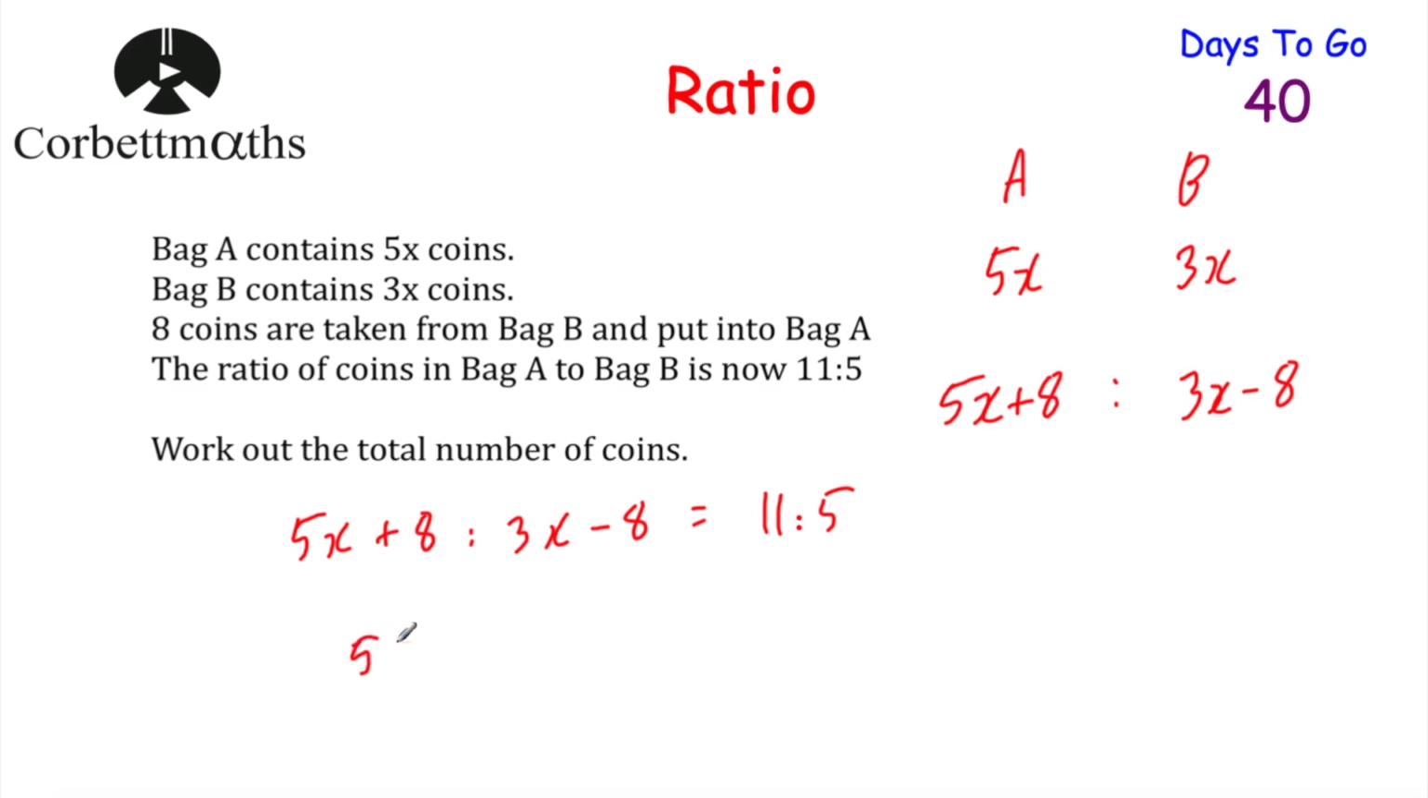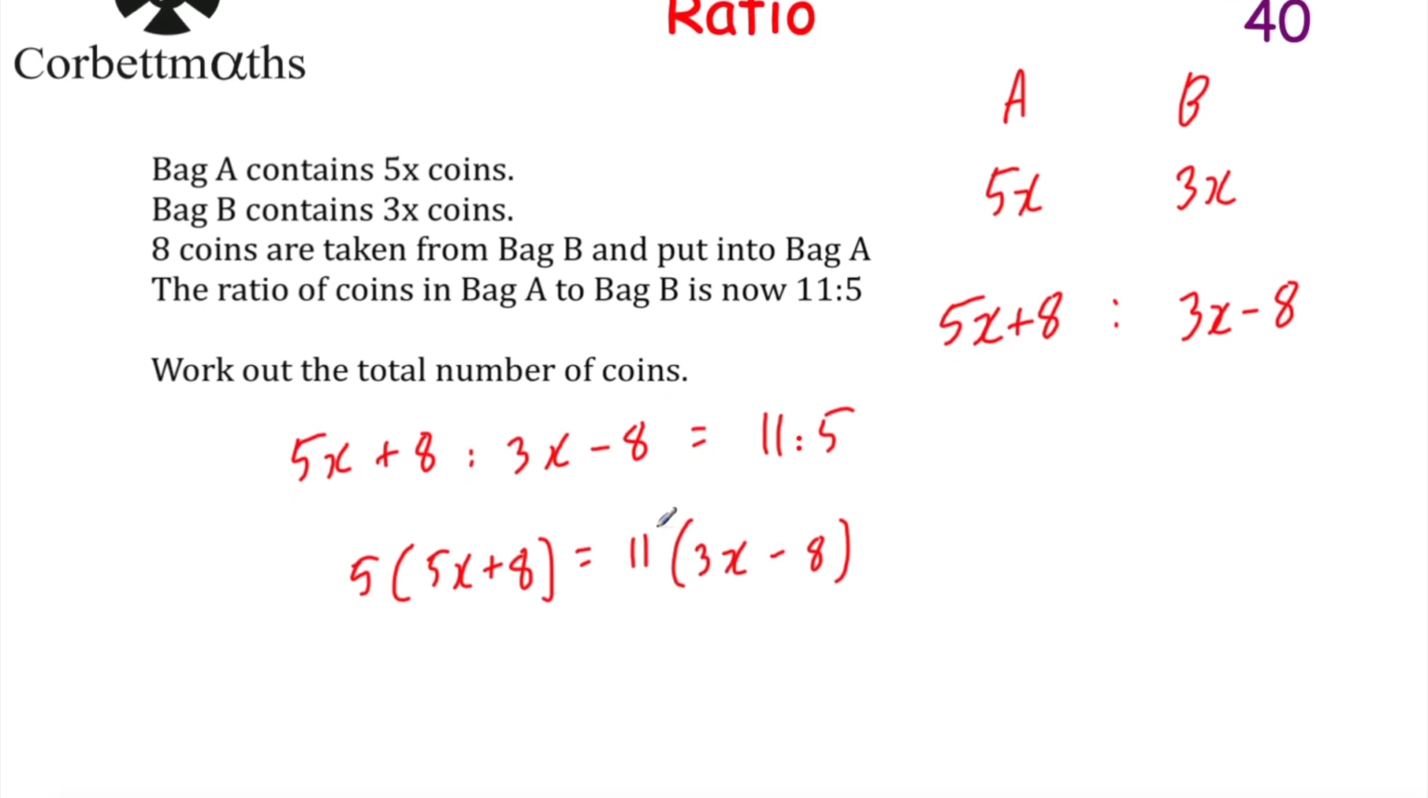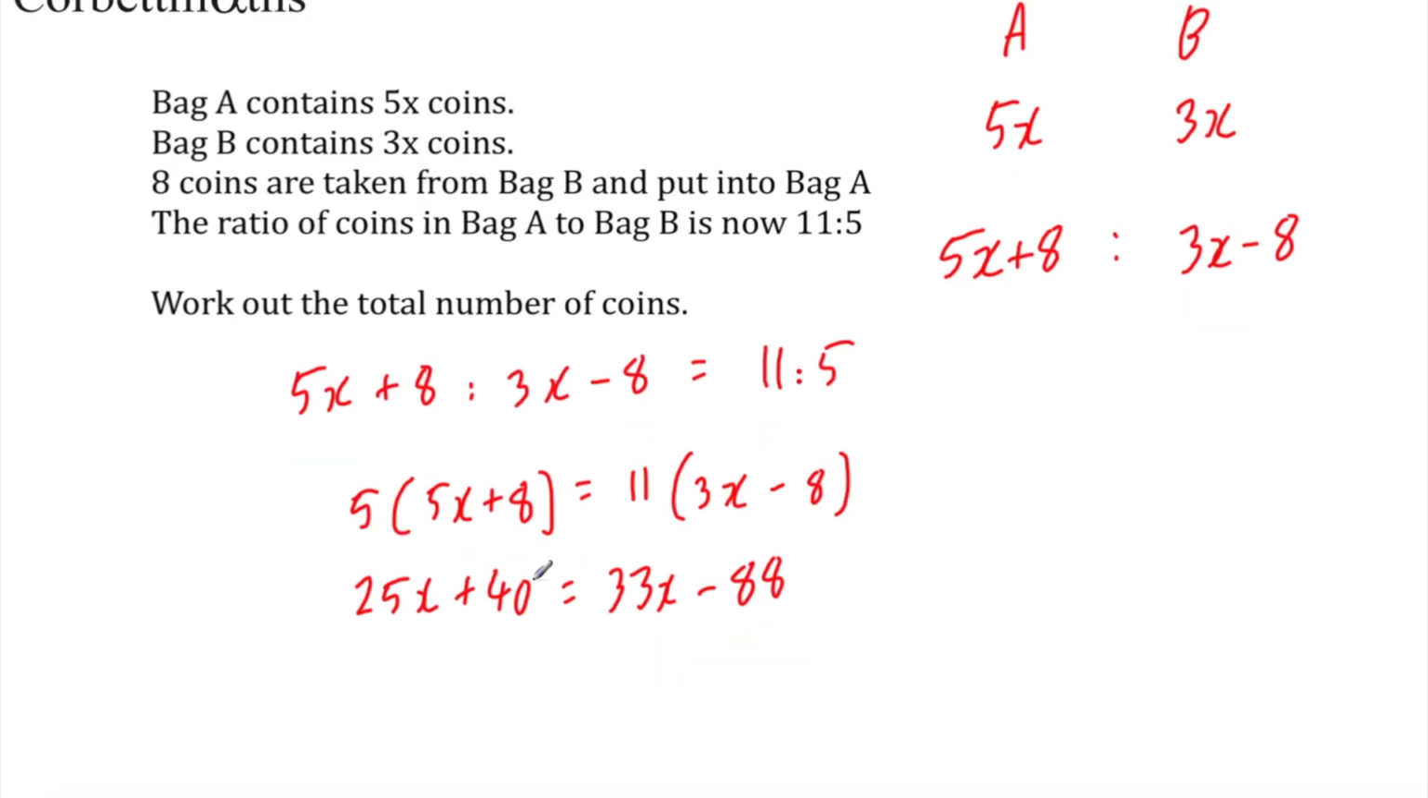So if I multiply this by 5 and this by 11, they're equal to each other. So let's do that. 5 multiplied by 5x plus 8 equals 11 multiplied by 3x minus 8. Now let's just expand our brackets and solve it. And when we expand and solve this, we can find x. 25x plus 5 times 8 would be 40, is equal to 11 times 3x, which is 33x, and 11 times minus 8 would be minus 88. Okay, so we've expanded our brackets.